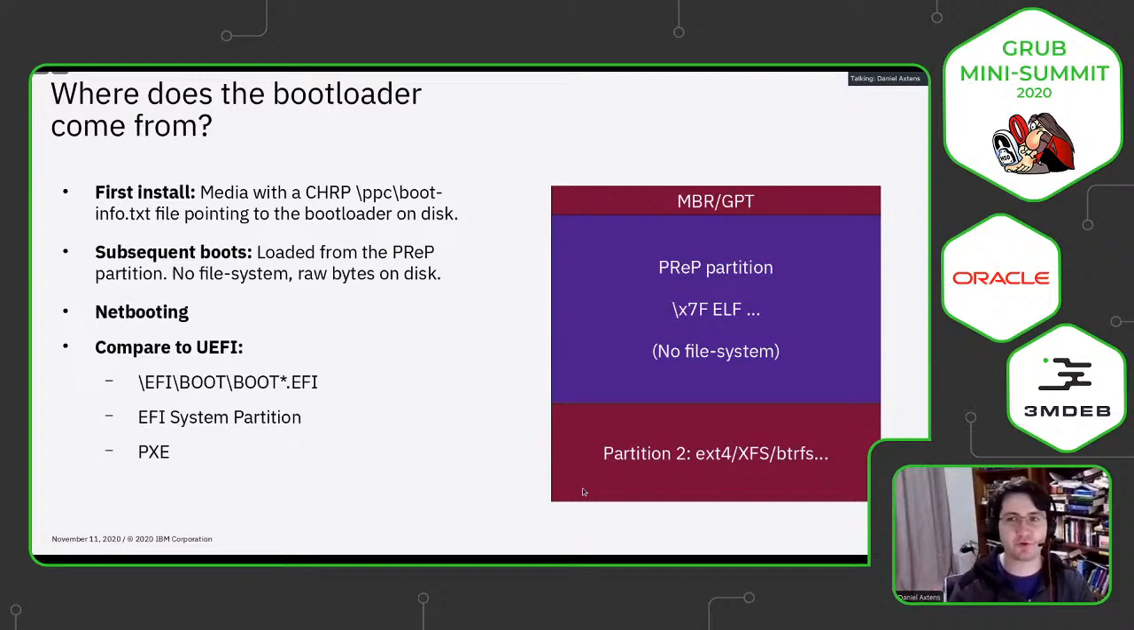But once you install your distro, you're no longer loading that way. What you will usually do is create this thing called a PReP partition, which is about a 4 or 8 megabyte partition, usually the first partition on your disk. Inside the PReP partition, the bootloader is written out as just raw bytes. There's no file system, it's just an ELF binary straight into the partition.